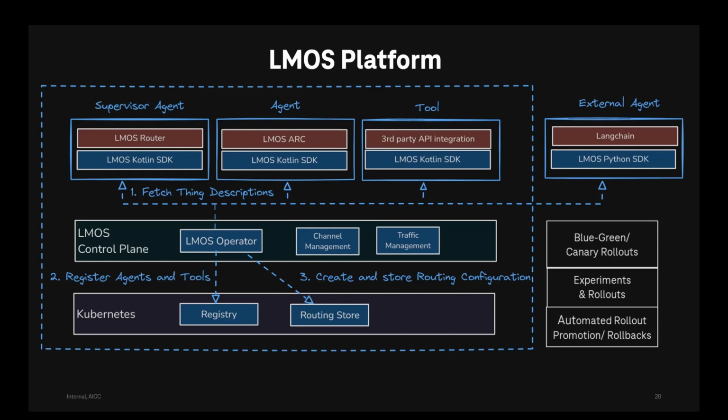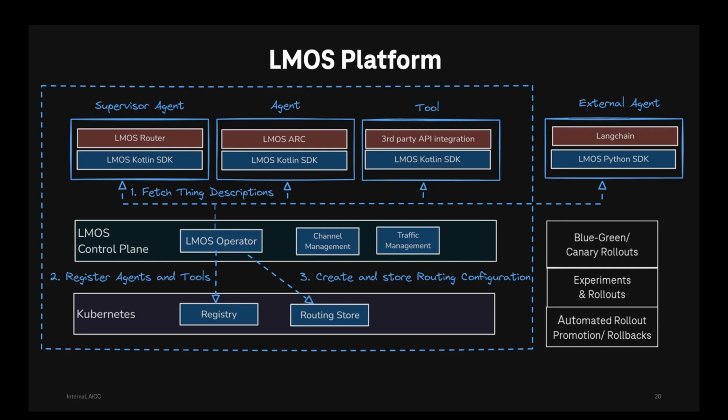So additional components which are tightly integrated into Kubernetes. The LMOS operator is now doing the lifecycle management. Whenever an application is installed, it is notified and then fetches the thing descriptions of the applications and stores them in our Kubernetes registry. The Kubernetes registry is currently used as the storage mechanism, and the operator itself also provides the directory API from Web of Things so that you can discover which agents are currently installed in the Kubernetes environment.